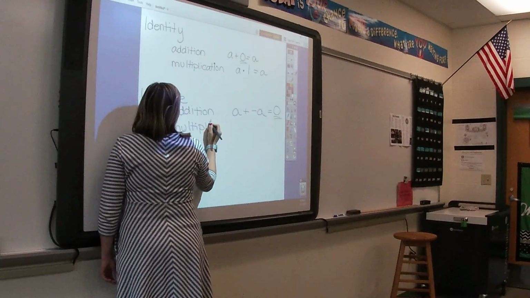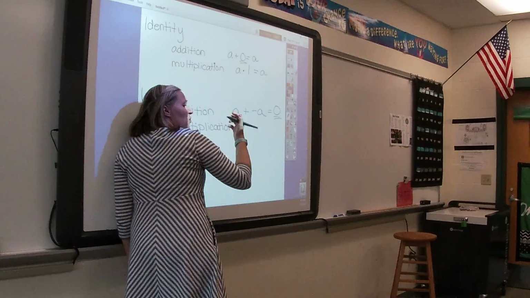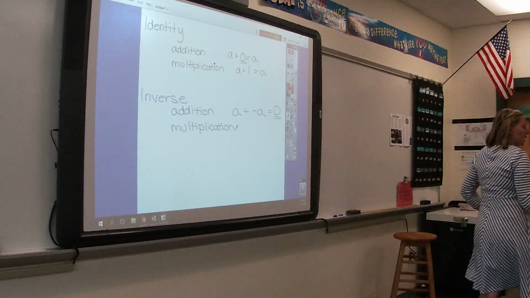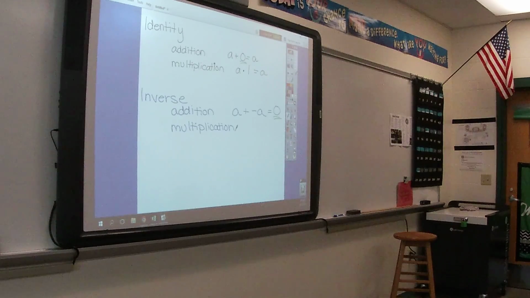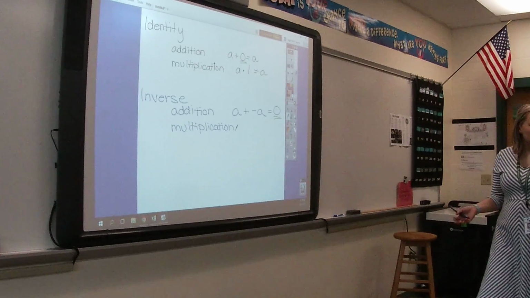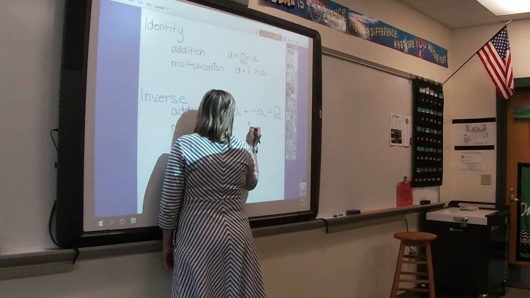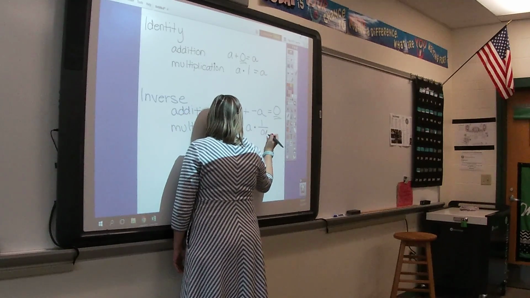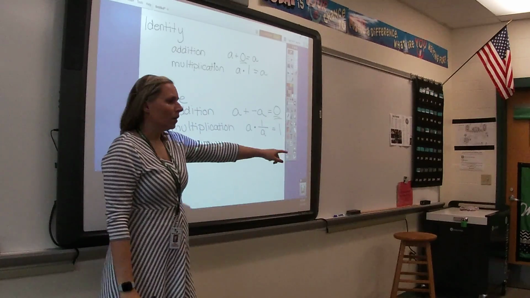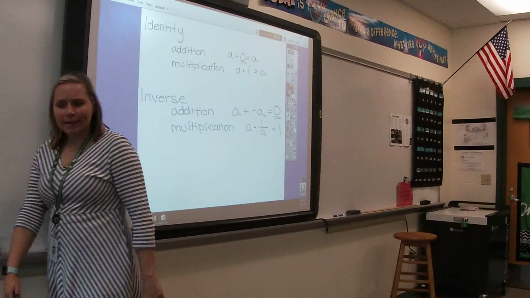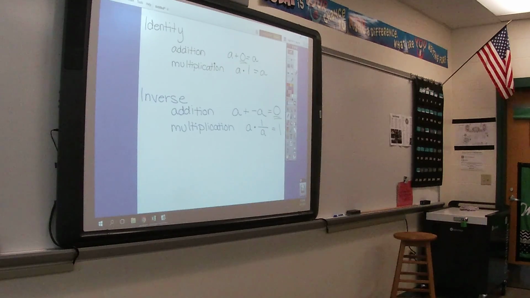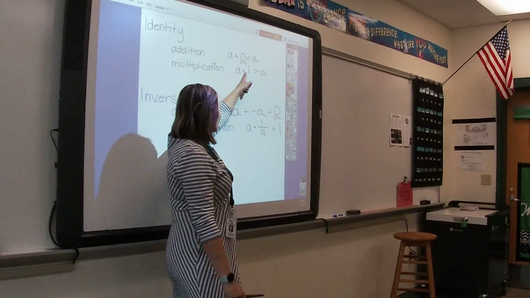This one's a bit trickier in terms of actually seeing it. If you're solving an equation and you see multiplication, how do you want to undo multiplication? Division. We write that division a little bit wonky in this example. This fraction of 1 over a is the same thing as dividing. And same thing, right? We have the one here and we have the one here.